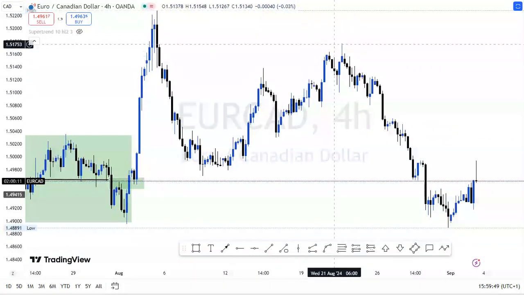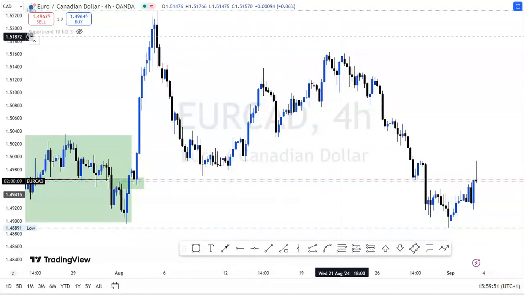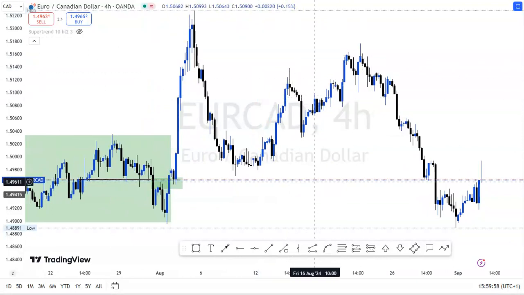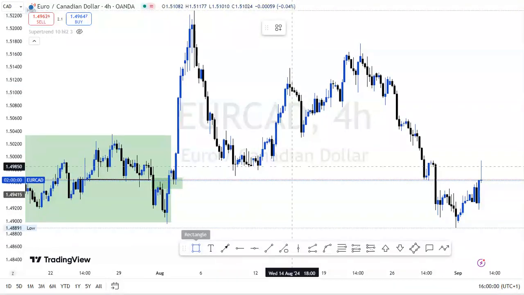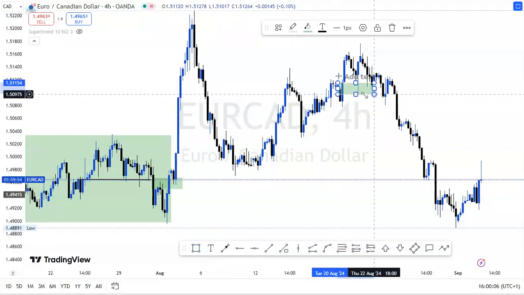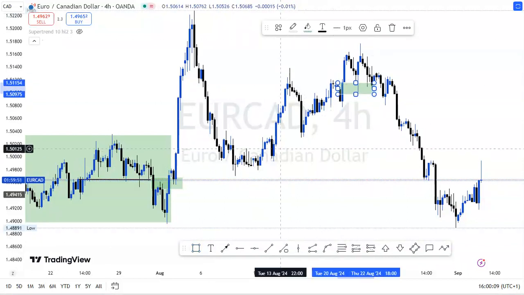Then what happened next? It failed to take out that high. That is a failed swing, and that can mean a reversal. So what happened? Price came back. Sorry, I'm trying to be fast because I know I've already taken much of your time. So price came back, while it was trying to go up.